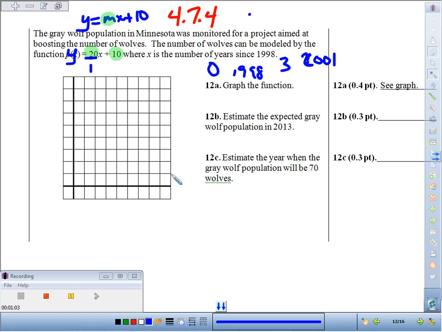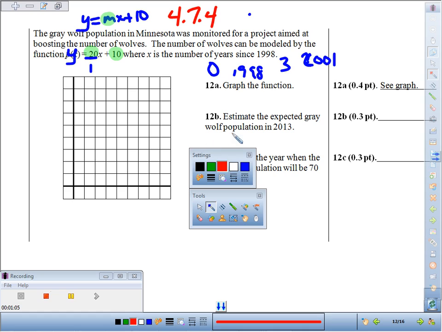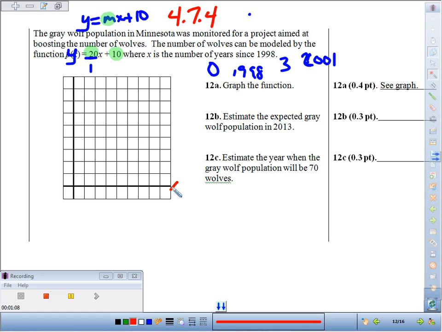Now, anytime you're making a graph of a real-world situation, you have to have labels. So x is number of years since 1998. And on our y value, or our p of x, if you want to think of it that way, that's going to be the number of wolves we have. Sometimes it's nice to have a title to your graph as well. Maybe I'll call this Minnesota Gray Wolves.